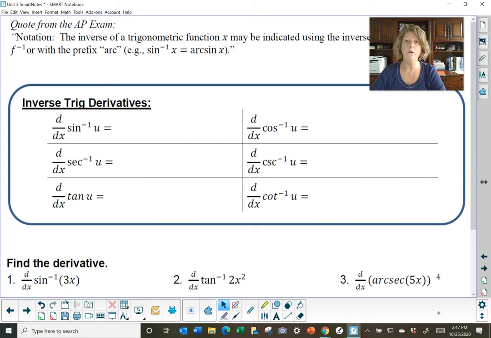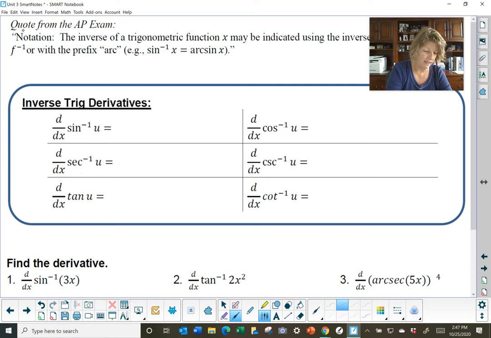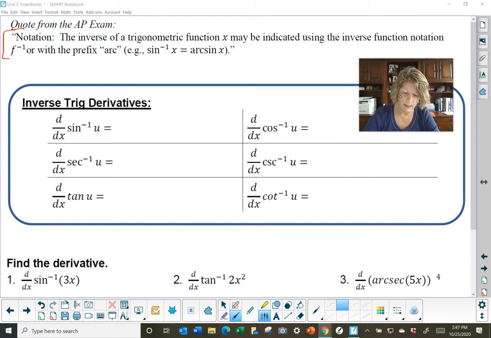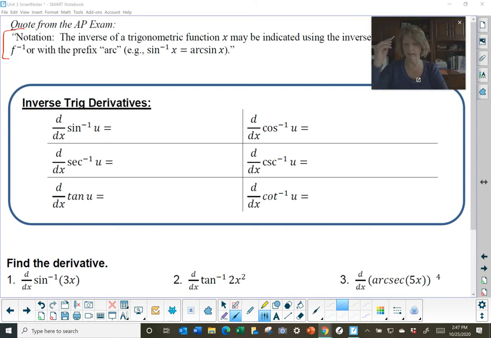A quote from the AP exam. These AP exams always start out with this in their introductory part. It says notation: the inverse of a trigonometric function f of x may be indicated using the inverse function notation f raised to the -1 or with the prefix arc. Example, sine -1 x, which is equal to arc sine of x. So just know to be flexible in your work, that you can see it either way and interpret it.